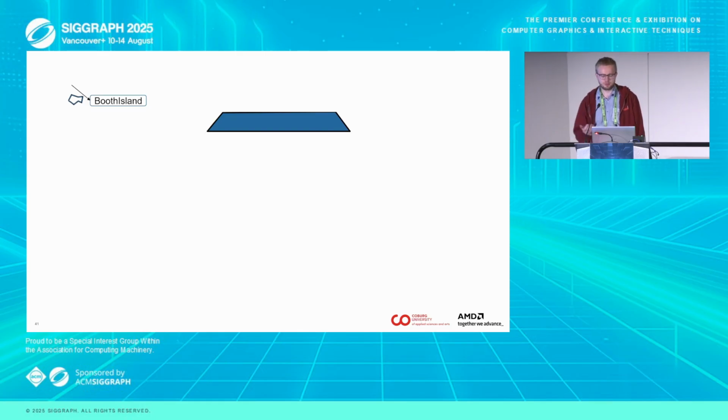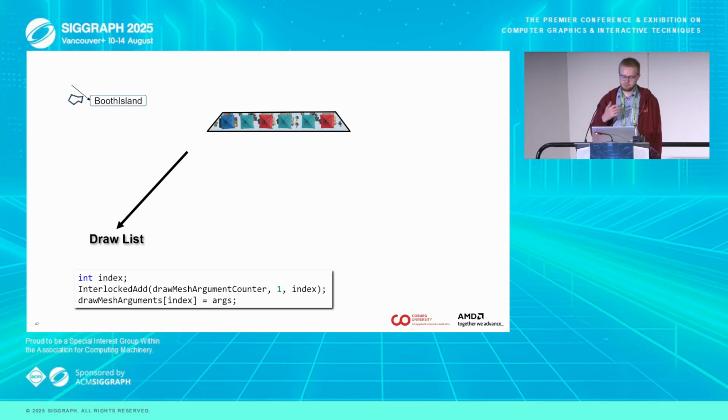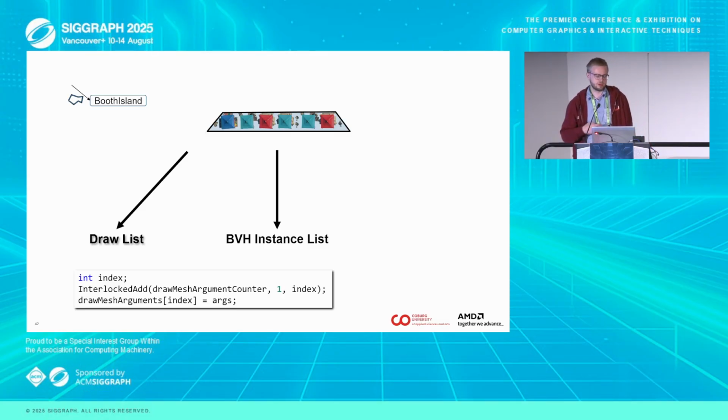So how do we output geometry? One simple way to do that, which has existed for a long time, is execute indirect, and for this we write to a draw list. So here we would need to reserve a slot in memory in the draw list using interlocked add, and then we write to that reserved slot. Alternatively, if you want to do ray tracing, you could write that instance, for example, of a tent into a BVH instance list, and then after the work graph has finished, you could build a BVH and then use that for ray tracing.